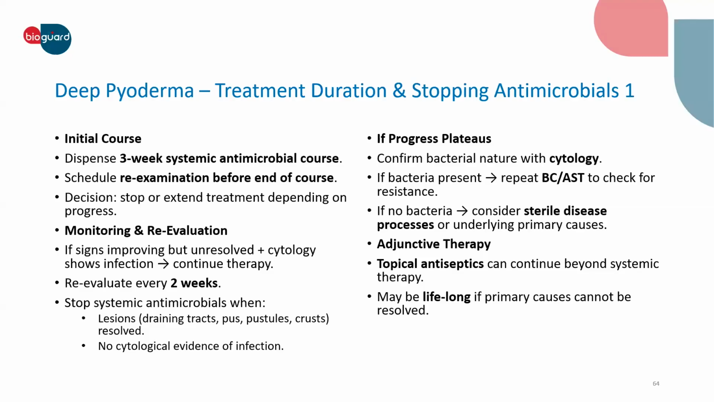And if the lesions progress, then confirm the bacterial nature with cytology. If bacteria are present, then repeat bacterial culture and AST to check for resistance. If no bacteria, then consider a sterile disease process or underlying primary causes.